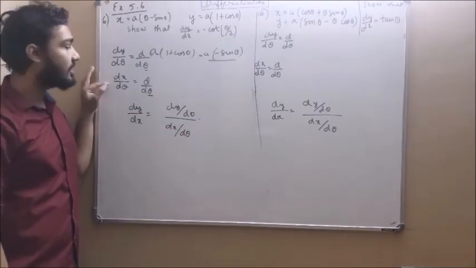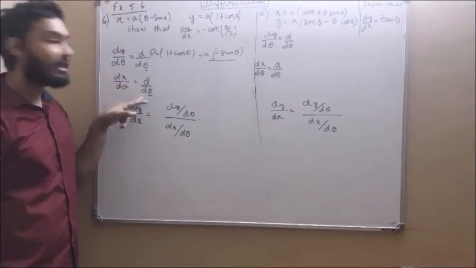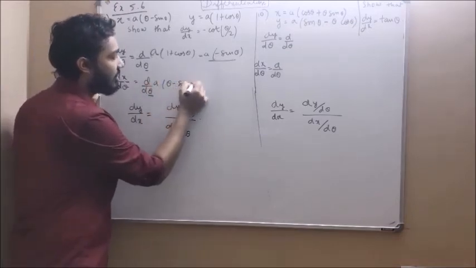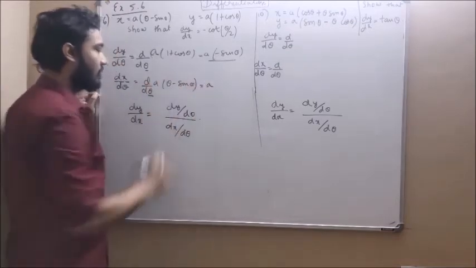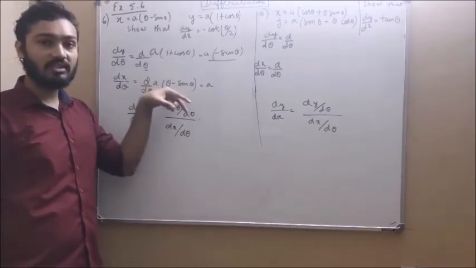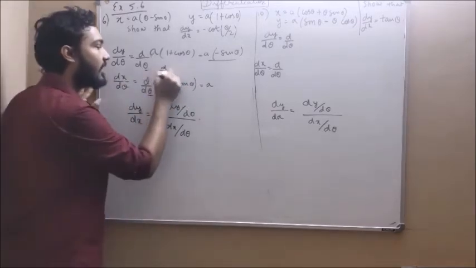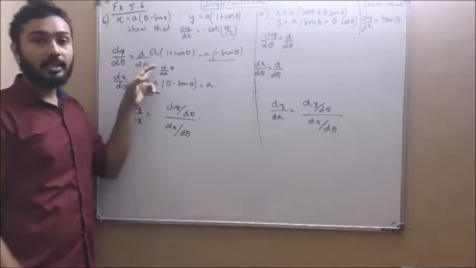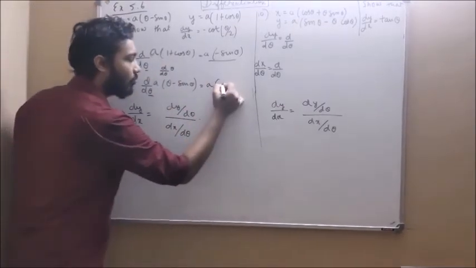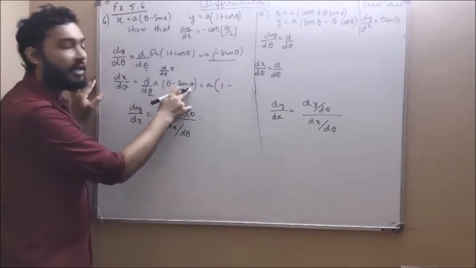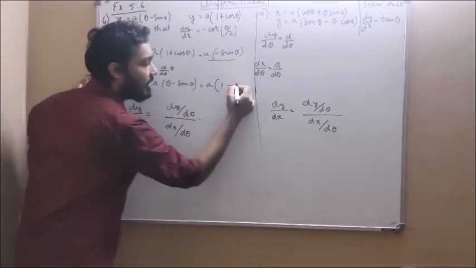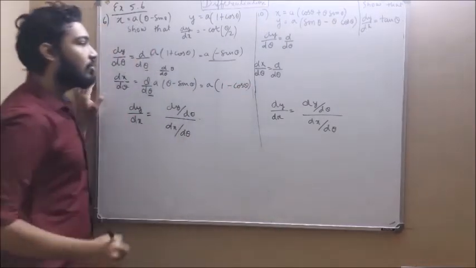Next we have to find dx by d theta. What is dx by d theta? D by d theta of x. What is x here? A into theta minus sin theta. So a is constant, take it out. Now differentiation of theta minus sin theta: differentiation of this minus differentiation of this. First is d by d theta of theta. D by dx of x is 1. Here theta and theta are similar variables, so the value is 1 minus. Now d by d theta of sin theta: d by dx of sin x is cos x, so it is minus cos theta. So this is the answer.